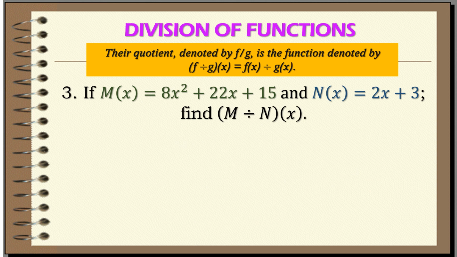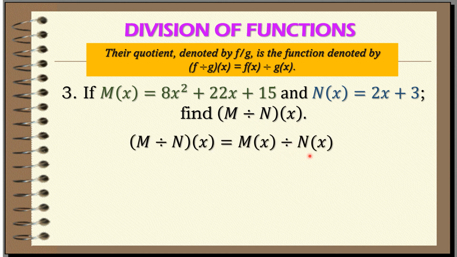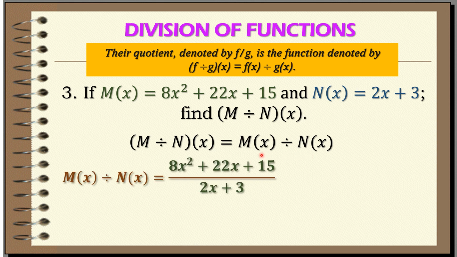Number 3, if m of x is equal to 8x squared plus 22x plus 15 and n of x is equal to 2x plus 3, find m divides n of x. So first thing to do, again, is to define the operation. And then on the next line of the equation, we are going to input the value of each function. So for m of x, we have 8x squared plus 22x plus 15 divides 2x plus 3. So this is n of x.